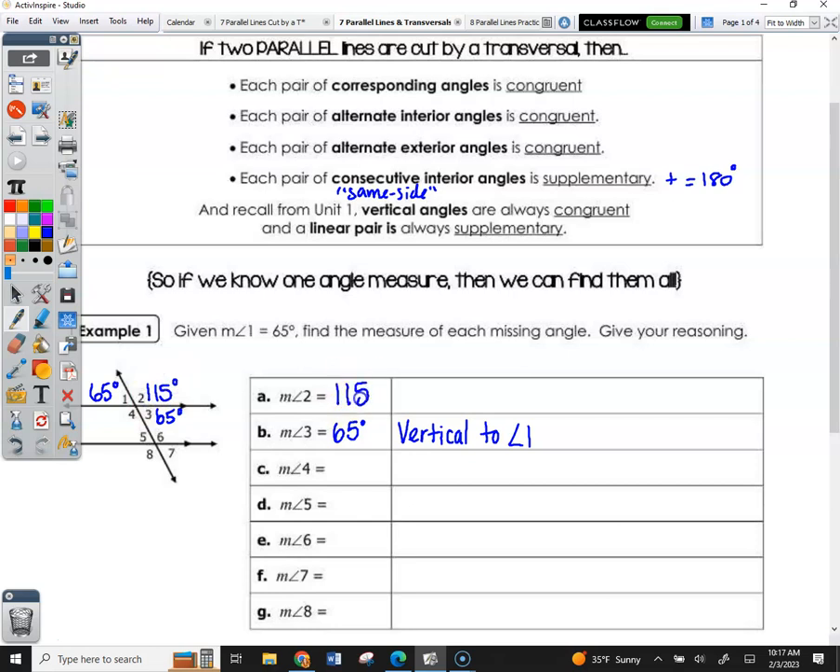It's 115, and I'm just going to say that angle 1 and angle 2 adds to 180. That's how I got that. Angle 1 and angle 2 adds to 180. Or you could have written linear pair with angle 1. It's up to you.